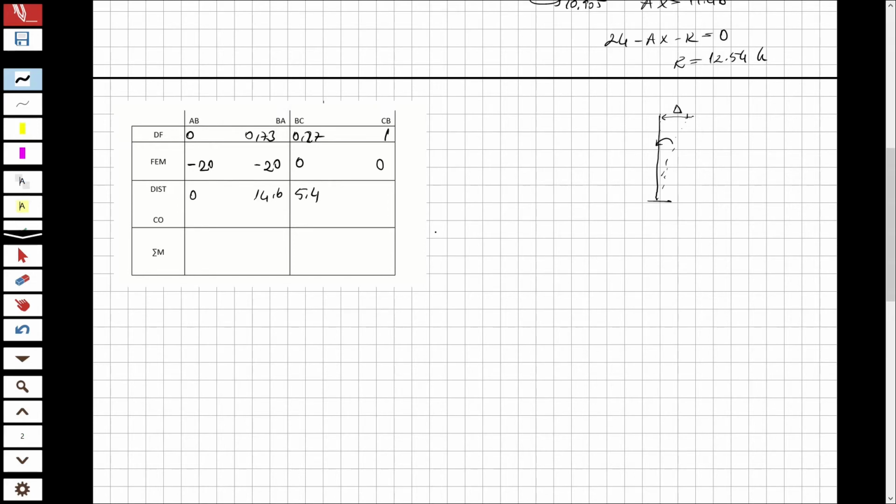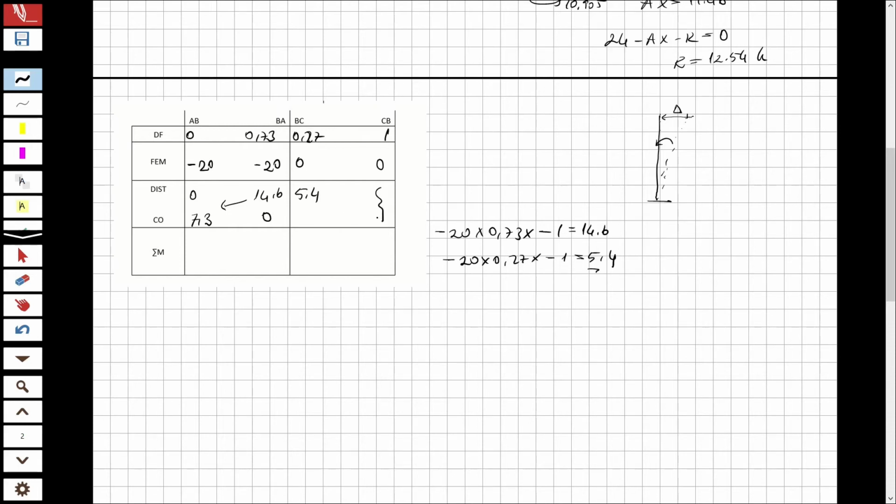Actually, I can show here how it's going to be. Minus 20 multiplied with 0.73 multiplied with minus 1 will be equal to 14.6. And minus 20 multiplied with 0.27 multiplied with minus 1 is equal to 5.4, okay? So now I'm just going to carry over this in that direction. 14.6 will give 7.3. Yes, 7.3.